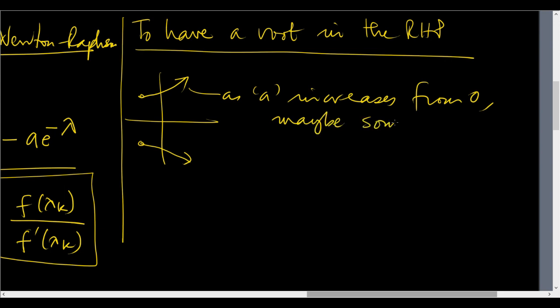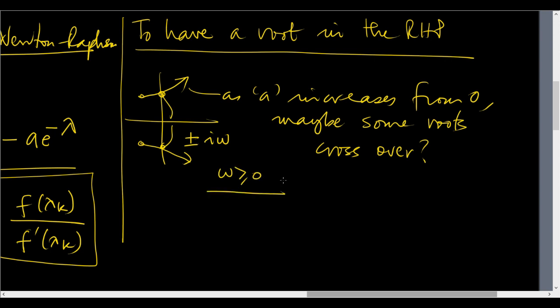some roots cross over. Okay, so let that one be plus minus i omega, so we can take omega greater than or equal to 0, and we are also looking for a special value of a. This is a very common trick. So our equation was then lambda plus a e to the power minus lambda equals 0. We will put lambda equals i omega.